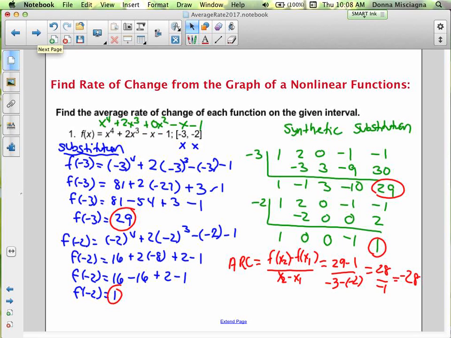The only new part is the average rate of change. The other part's kind of review. So we've seen this from a graph, and now we've seen it from a table. And so now we're working with an equation. And the last one will be a couple real world problems.